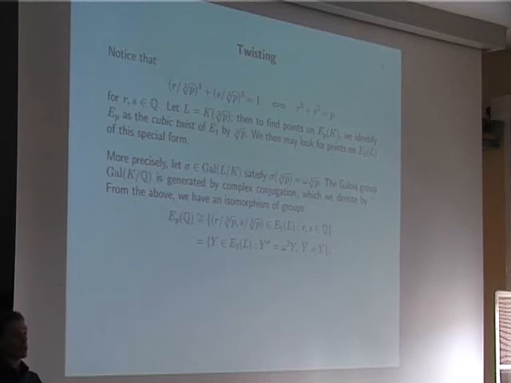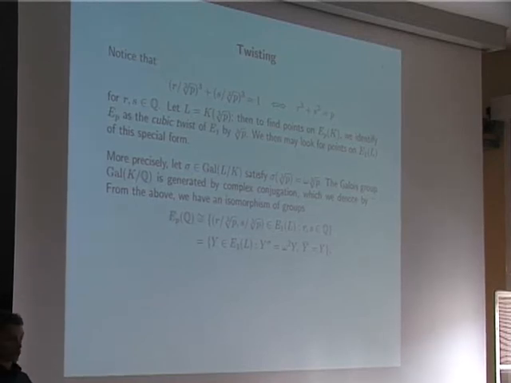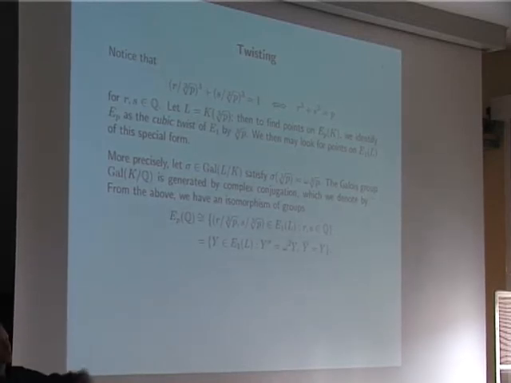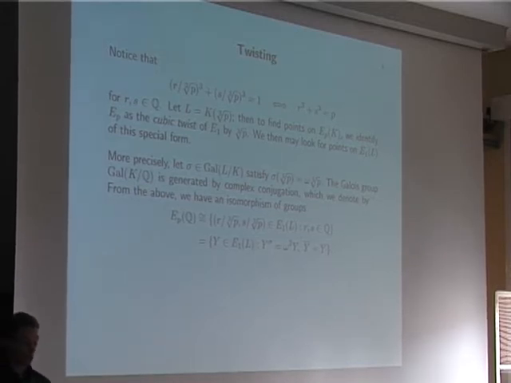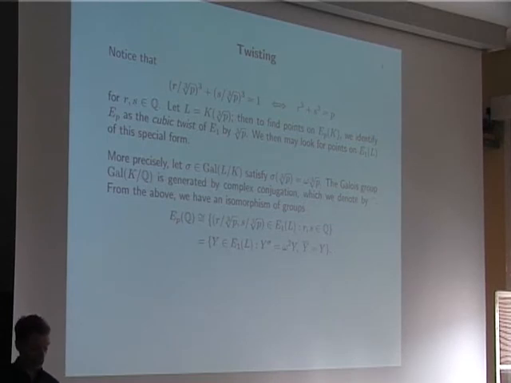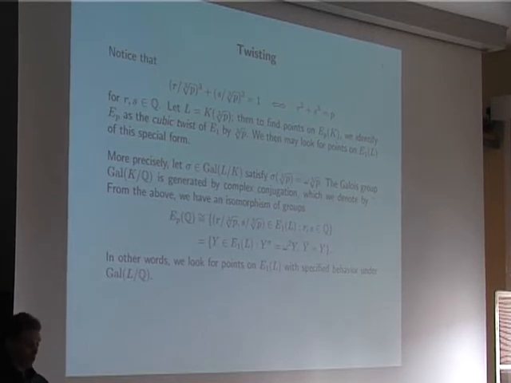It'll multiply it by omega. Since that's in the denominator, it's really like multiplying by omega squared, and we also want it to be fixed by complex conjugation. Okay, so that's just a restatement of that. So in other words, we're really looking for points on E_1 with a specified behavior under the Galois group of L over Q.